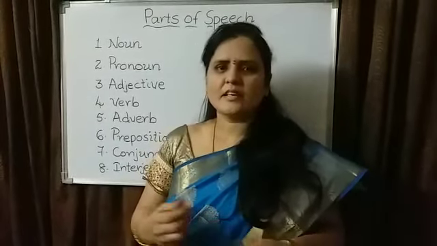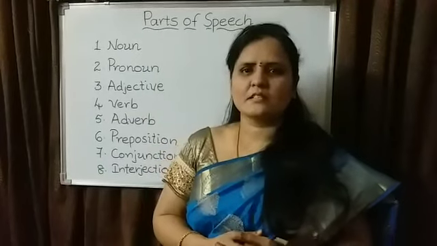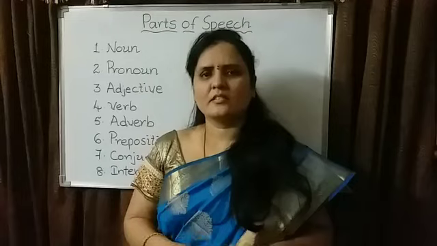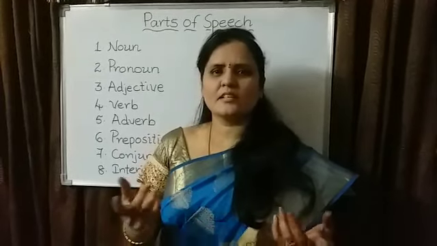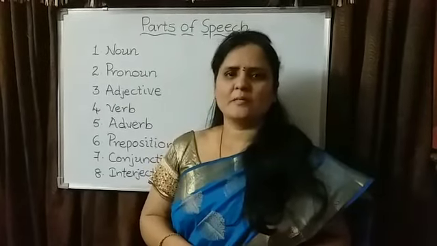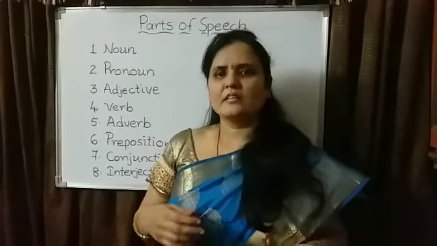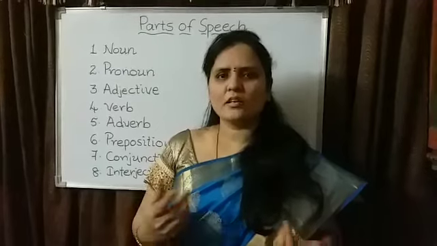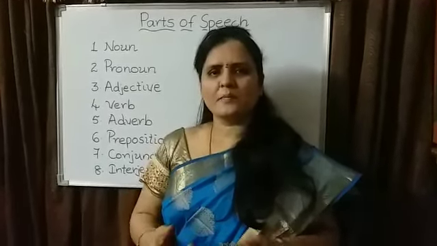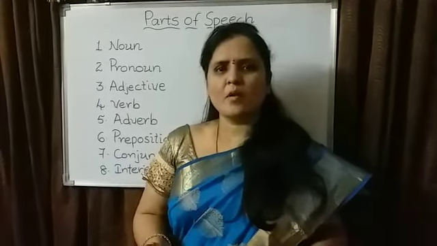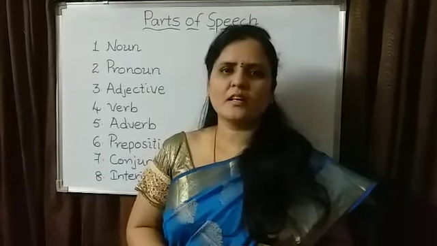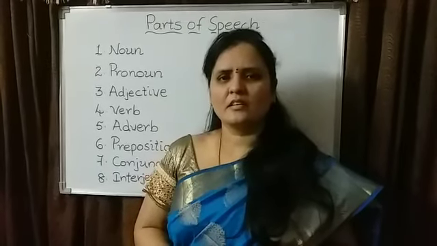Now, let's see the examples. Persons. A name for a person: John, Smith, Rosie, etc. Animal. A name for an animal: lion, tiger, dog, etc. Place. A name for a place: Melbourne, Chennai, Mumbai, Australia, etc.